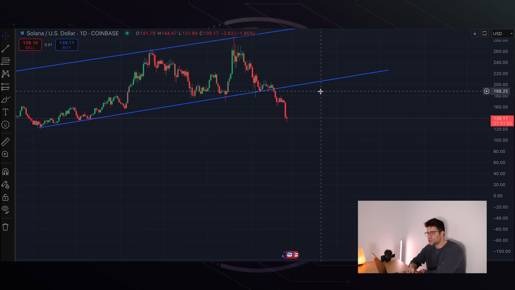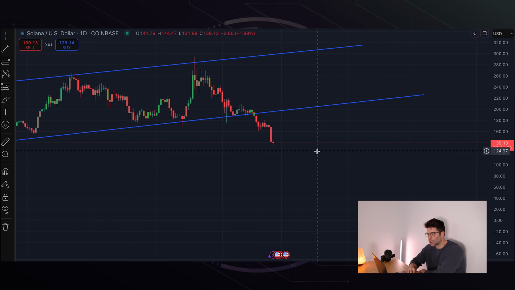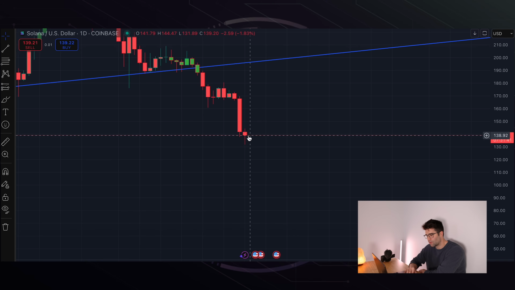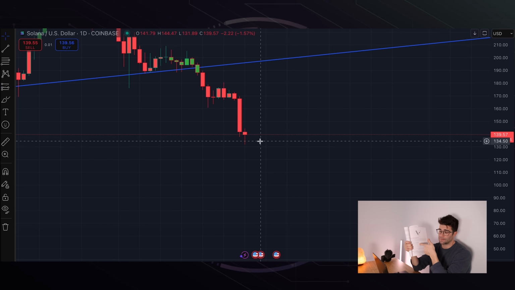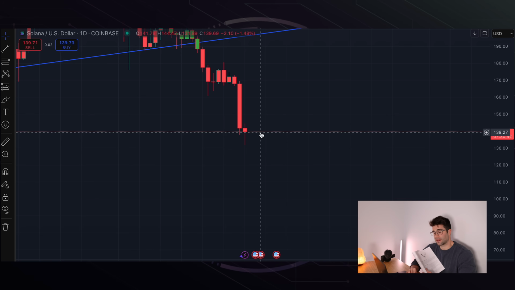However, if I do zoom in here, it appears today's candle might be forming what is known as a hammer. And basically a hammer forming in a downtrend might indicate a bullish reversal, at least in the short term. So just interpreting the hammer candlestick pattern, what it essentially is, is a little body with a wick that's about 3 times the size of the body.